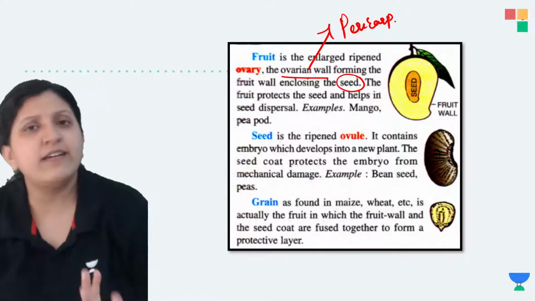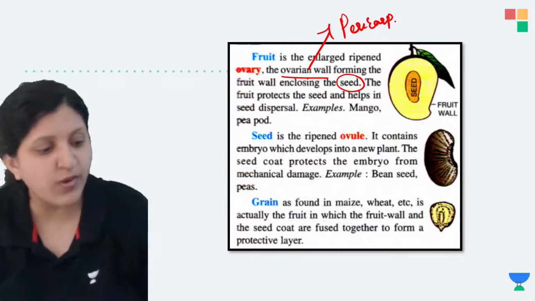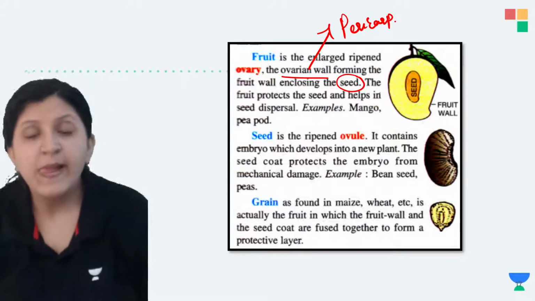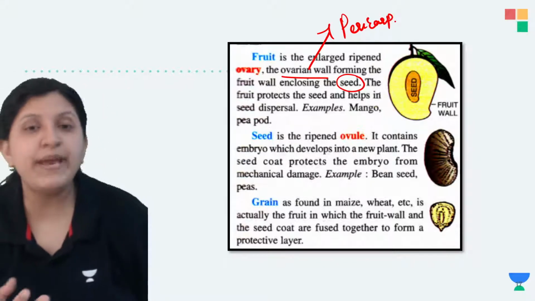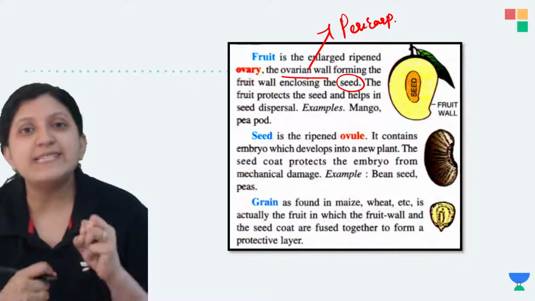So that is there, and other than that, the seed dispersal also is going to help. Alright, so the micropyle is going to help in water absorption. So that is in a dry seed. So this is about the fruit I was asking.